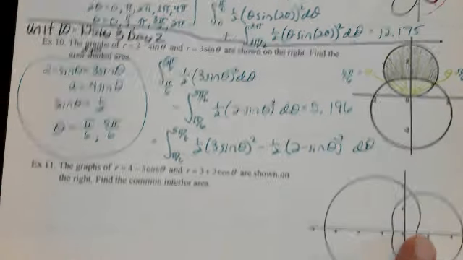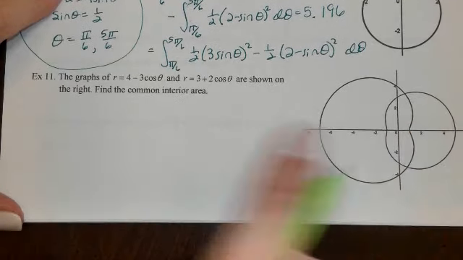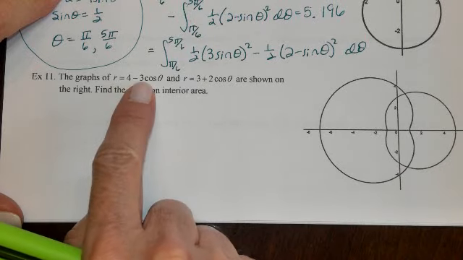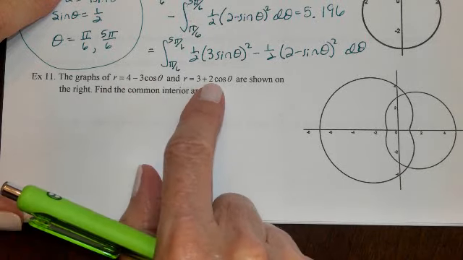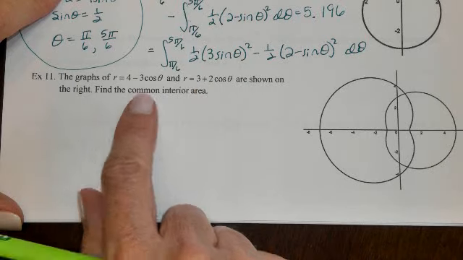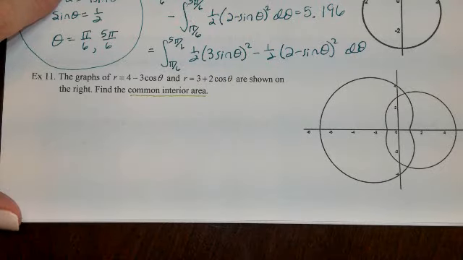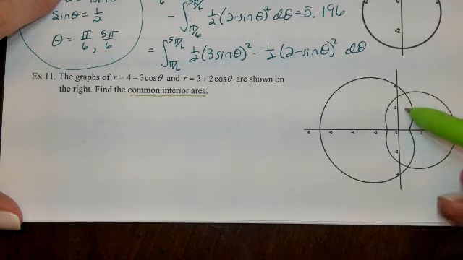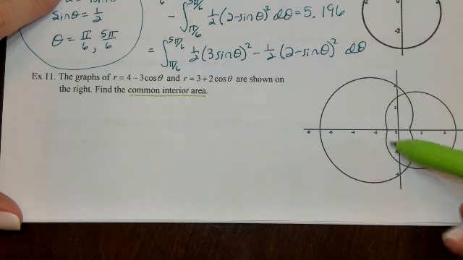Let's take a look at number 11. The graphs of r equals 4 minus 3 cosine theta and r equals 3 plus 2 cosine theta are shown on the right. Find the common interior area. So clearly the common interior area is going to be this odd-shaped piece right here.